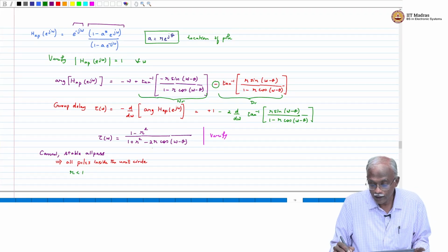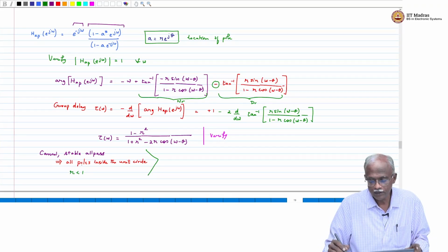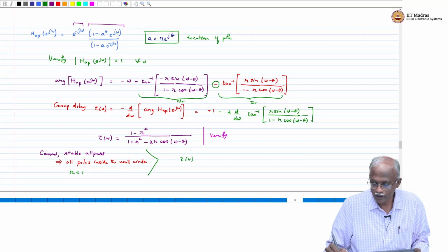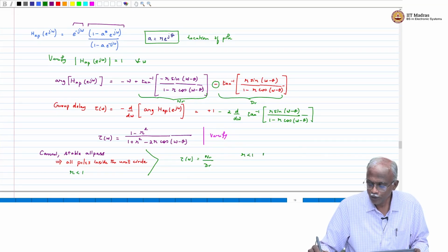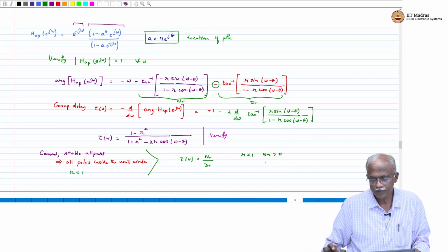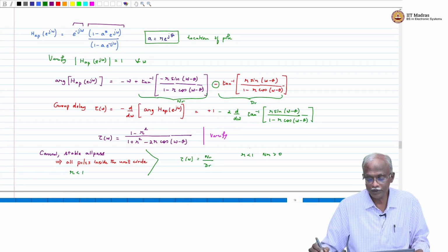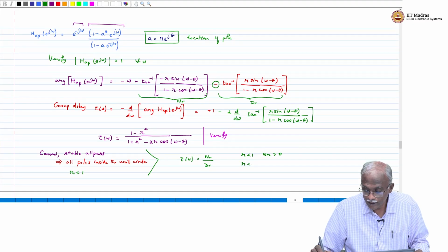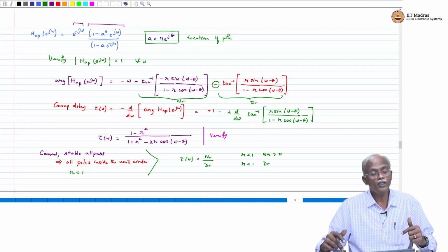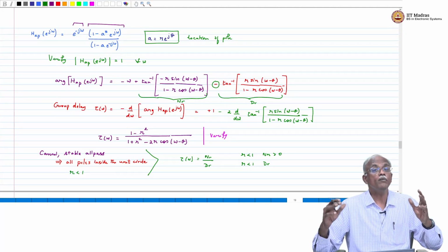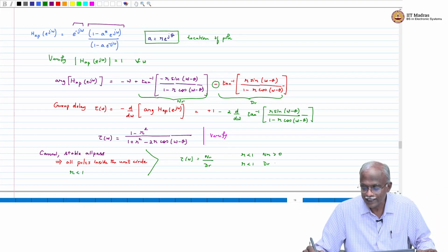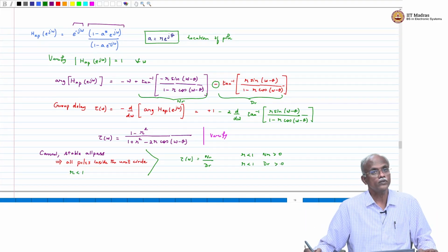Okay. Now look at what we have. If r is less than 1, tau of omega, think of it as a numerator and a denominator. So if r is less than 1, the numerator is always greater than 0. Correct? If r is less than 1, what about the denominator? What is the smallest value that the denominator can take? 1 minus r the whole square, right? So the denominator is also greater than 0.